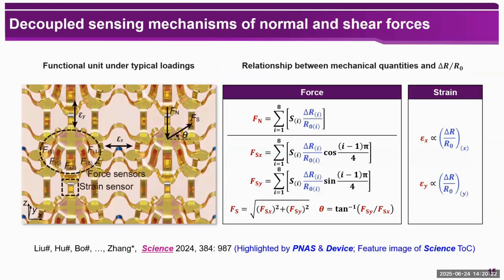Great. Then let's consider a functional unit of this device under combined loadings of normal force and shear forces. And because of the geometric feature of this cage metal structure, we can correlate the normal force and 2 shear force components explicitly with the relative resistance changes of these 8 piezoresistive sensors. This means that this kind of 3D cage configuration can ensure that both the normal force and shear force components can be measured simultaneously.